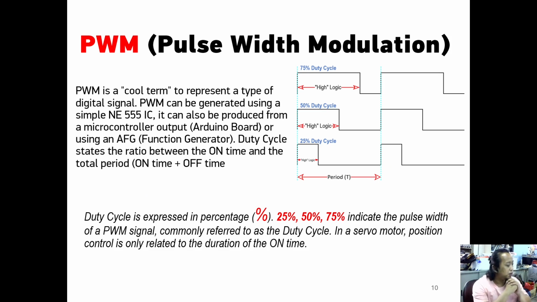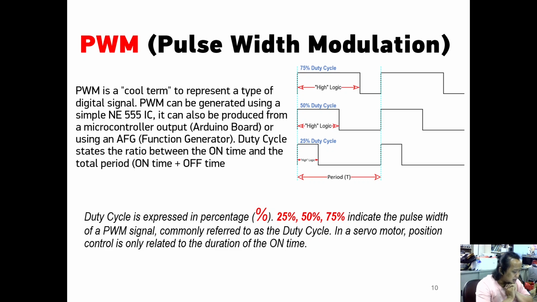And a little bit of theory about PWM, or pulse width modulation. PWM is a cool term to represent a type of digital signal. PWM can be generated using a simple IC like the NE555. It can also be produced from a microcontroller output, an Arduino development board, for example, or using an AFG function generator.